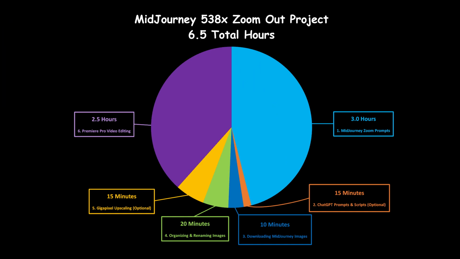So the first step is going to be generating all of the images from MidJourney. So we're going to generate from MidJourney using the zoom out method. And the second step is pretty quick, where throughout the course, we're going to be using ChatGPT just a little bit to come up with a couple ideas for our MidJourney prompts. And we're going to create a couple ChatGPT scripts in Python to organize some of our files and images, where that's an optional step. We don't need to do that, but coding saves a lot of time.